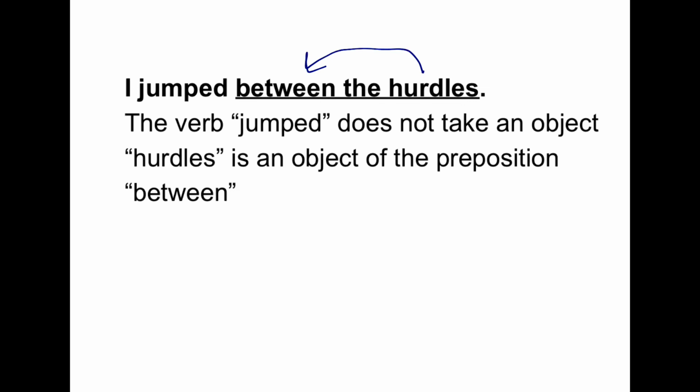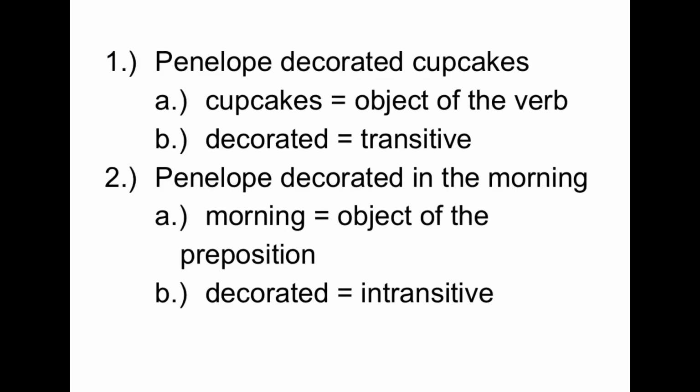So jumped would be an intransitive action verb, even though we see the noun hurdles there, because hurdles is the object of a preposition. One final distinction: Penelope decorated cupcakes. Since cupcakes is a noun, that's the object of the verb, and decorated is a transitive verb. Penelope decorated in the morning. Since in the morning is a prepositional phrase, morning is the object of the preposition, which makes decorated intransitive.